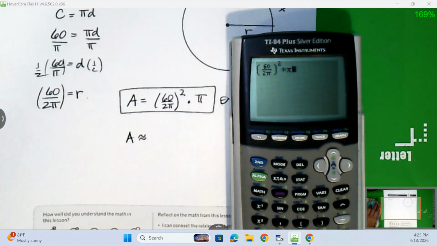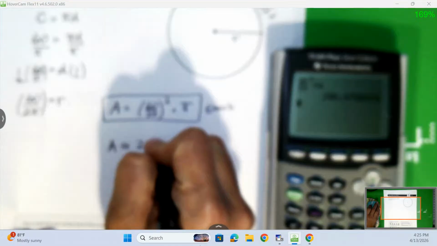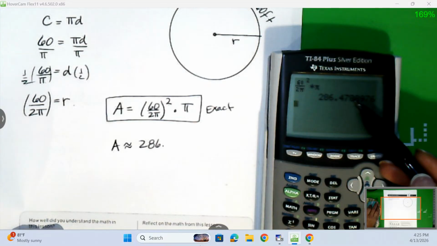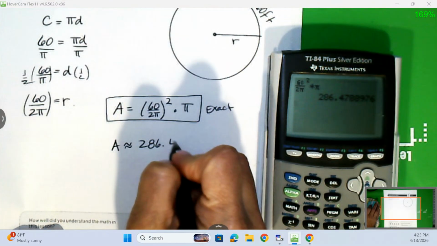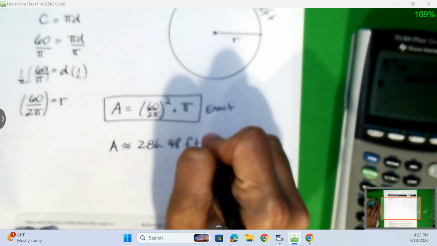Okay, let's press enter here. And if you did it correctly, your answer should be 286 point. We have an 8 there for 4/7, so that's going to round up to 48. And our units are feet squared.